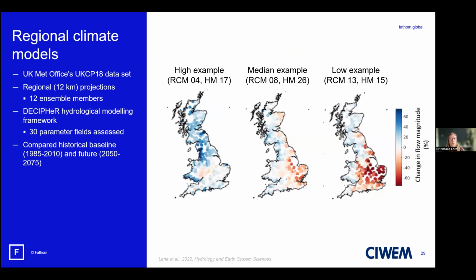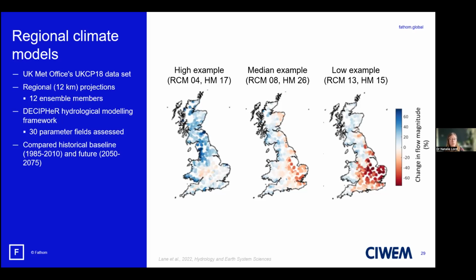So they use an ensemble of 12 regional climate model simulations with perturbed physics, which essentially means that the physical parameters in the models are varied in order to assess climate model uncertainty. So just varied by a little amount to see how sensitive the climate model is to those different parameters. The bias corrected data were then used directly as input to the Decipher hydrological modelling framework across around 300 catchments in order to produce flow projections for a historical baseline period of 1985 to 2010, and then a future period of 2050 to 2075.